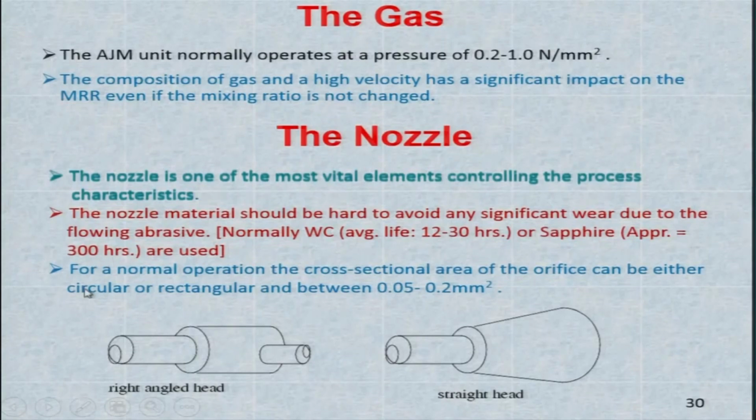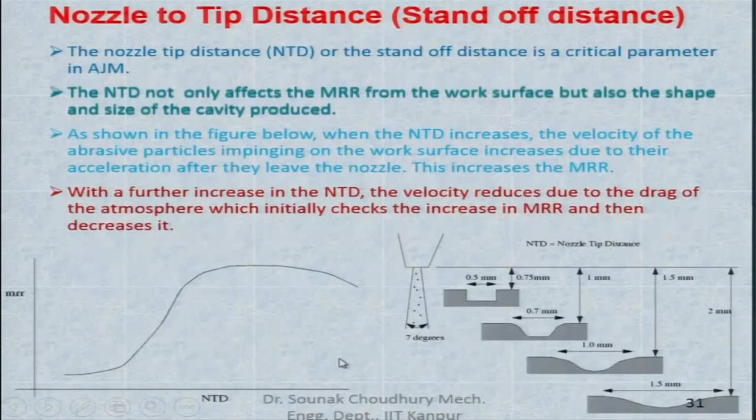For a normal operation, the cross sectional area of the orifice can be either circular or rectangular, and between 0.05 to 0.2 millimeter square. So, this will be the cross sectional area of the orifice, through which the flow goes.